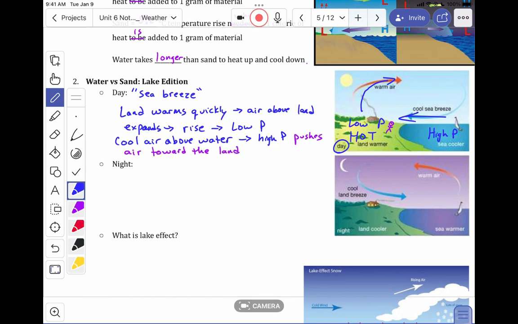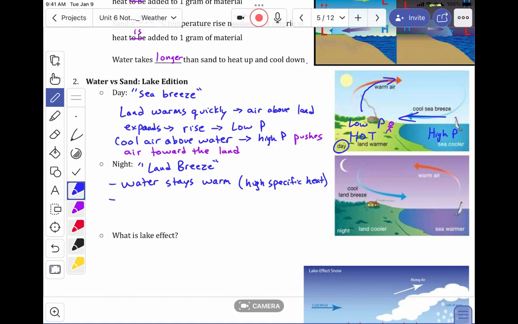Now at night, we're going to have the opposite thing happen, because just like the land heats up quicker, the land is going to cool off quicker. So at night we're going to have what's called a land breeze. And I'm going to say the water stays warm. And that's because it has a high specific heat. Remember, that's saying it takes a lot of energy loss for it to cool off.